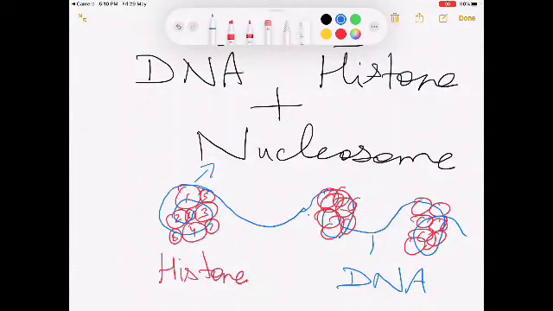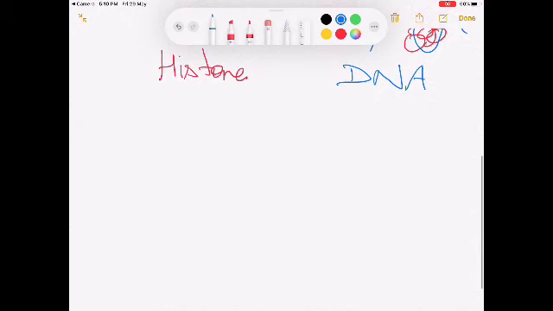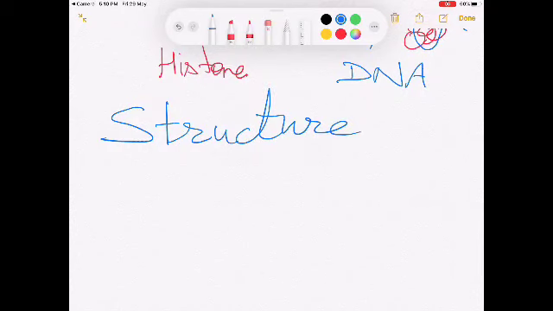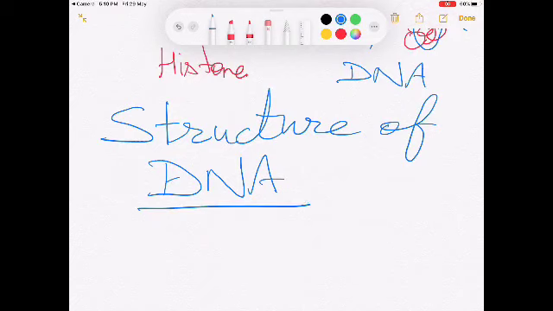So students, next I want to tell you what these DNA and histone proteins are. Histone is made up of protein, and today my main topic is the structure of DNA. I want to explain the structure of DNA to you. Okay, structure of DNA. So students, you need to focus on the structure of DNA.